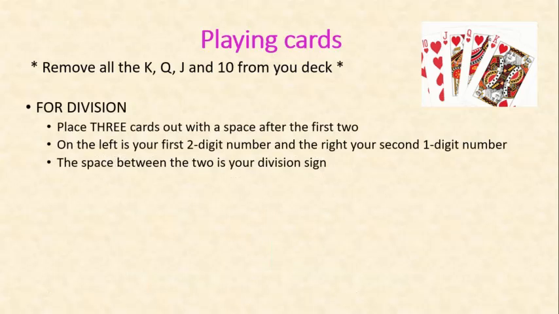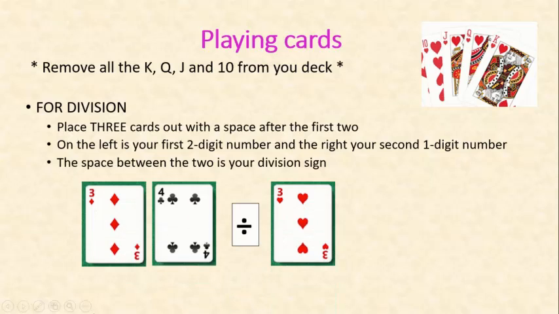For the division, place 3 cards out with a space after the first 2. On your left is your 2-digit number, and on your right is your 1-digit number. And then the space is where your division sign goes. So 3 and 4, which is 34, divided by 3.